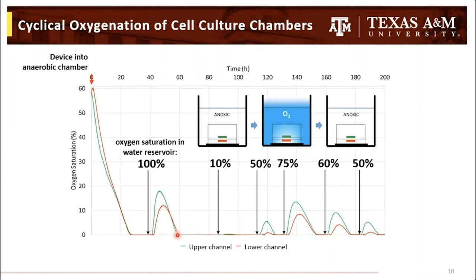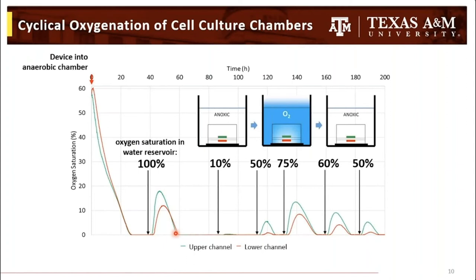We also confirmed that the height of this peak that we were able to produce is directly proportional to the oxygen saturation in the water that we use for covering the devices. That is, if the water that we cover the devices with is 10% oxygen saturation, the peak that we observe in the co-culture chambers is very small. But then as you increase the oxygen saturation in that water, the peak starts getting larger and larger. And so that was a very interesting result, because that means that we can modulate the height of this oxygen fluctuation by doing something as simple as replacing the water that's covering the devices.